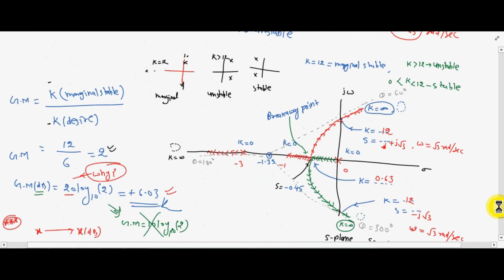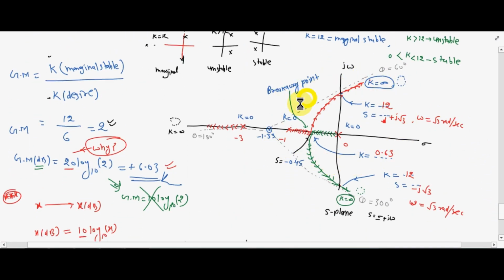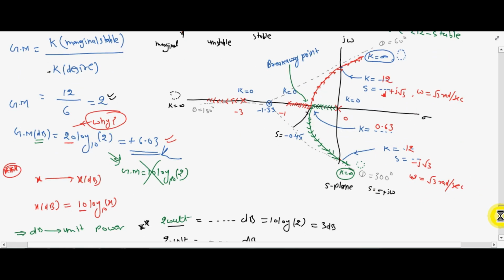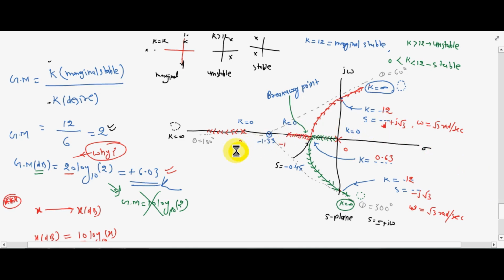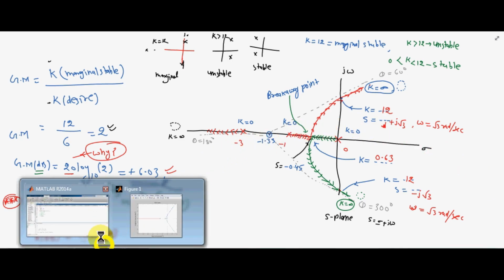And for that calculation we need a lot of calculation for the root locus. Clear? I have designed it here. Now let us use MATLAB to design our problem.